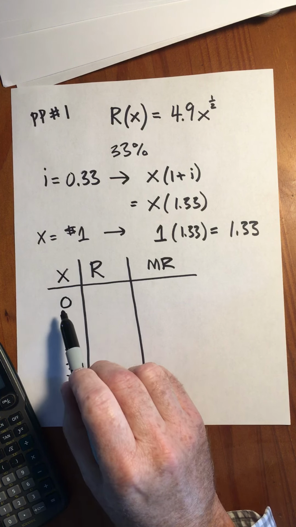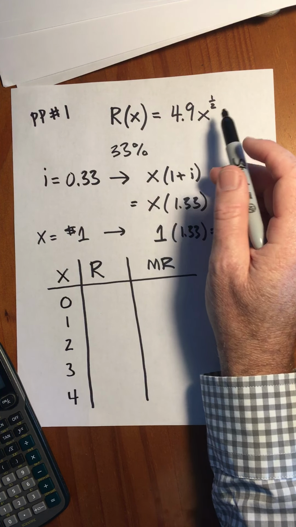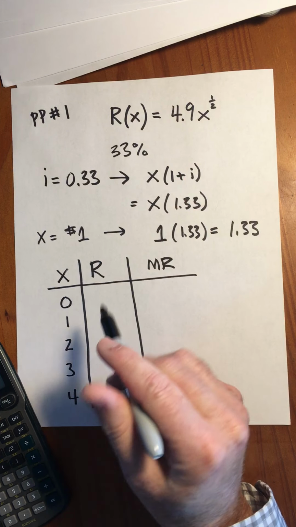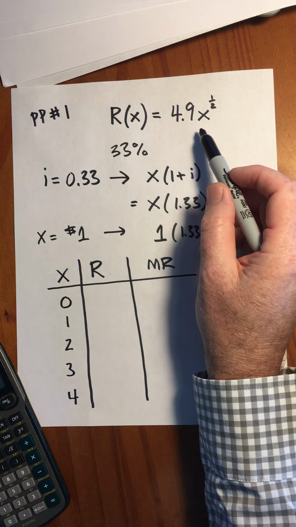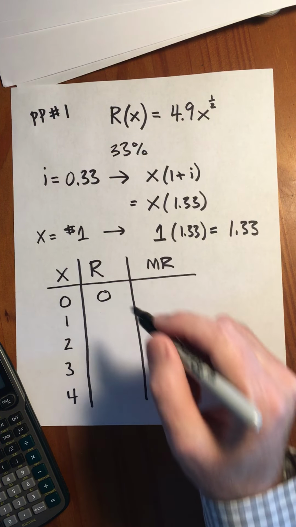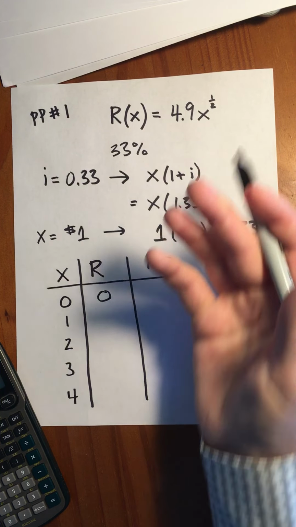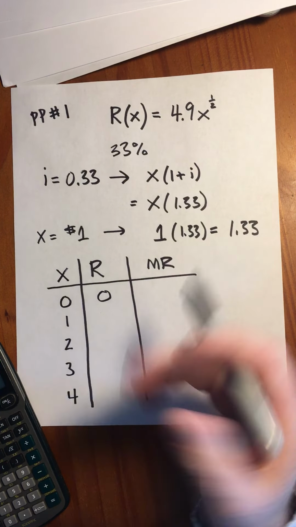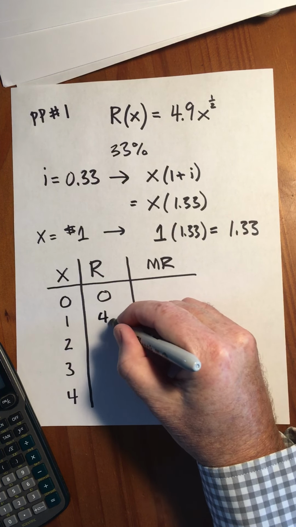All right, so for each X, now I just need revenue. All that amounts to is plugging into the function, and that's telling me how much I get. So clearly, if I take X of 0, and I plug that 0 in there, that just becomes 0, 4.9 times 0, so that's easy. If I put in X of 1, 1 to the power 1/2, if you put that in the calculator, that's just 1. So that just becomes 1 times 4.9.